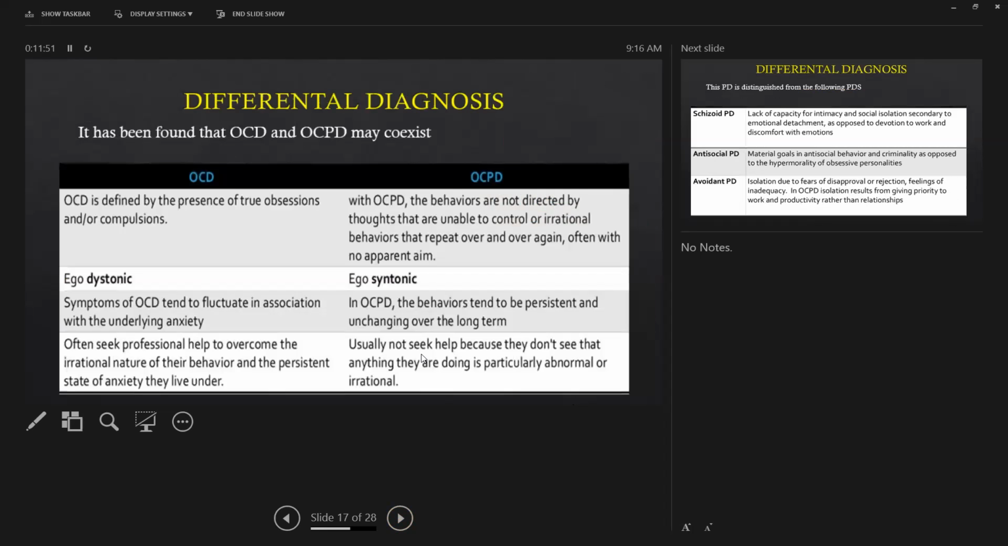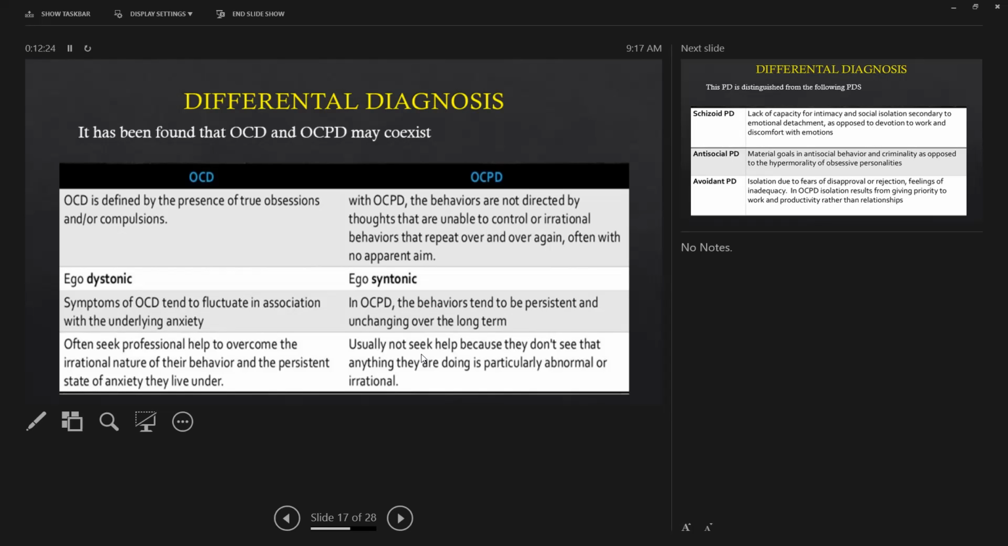Coming towards the difference between obsessive compulsive disorder and obsessive compulsive personality disorder. They may coexist together. OCD is defined by the presence of true obsessions or compulsions, while in OCPD, the behaviors are not directed by thoughts that we are unable to control or irrational behavior that repeats over and over again, often with no apparent aim. In OCD, it is ego-dystonic, while OCPD is ego-syntonic.